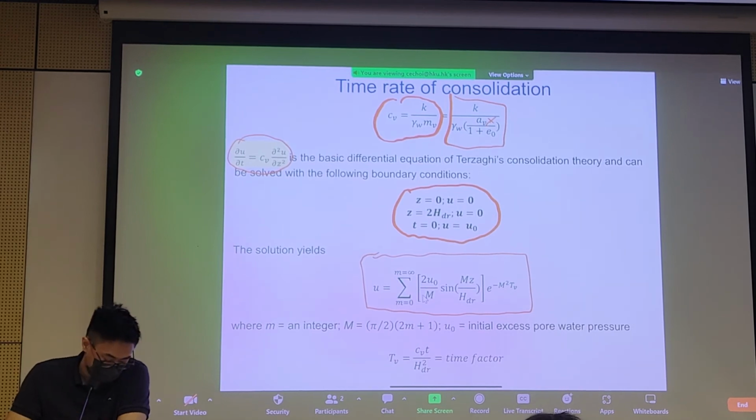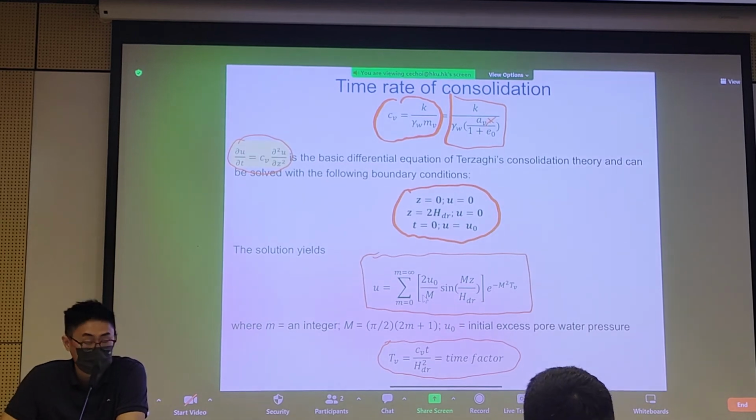And we can further characterize with the time factor. The time factor is something we use later on. It's just a dimensionless time. Does it really have physical meaning from 0 to 1? No, it doesn't. But we use it to graphically extrapolate data to calculate consolidation.